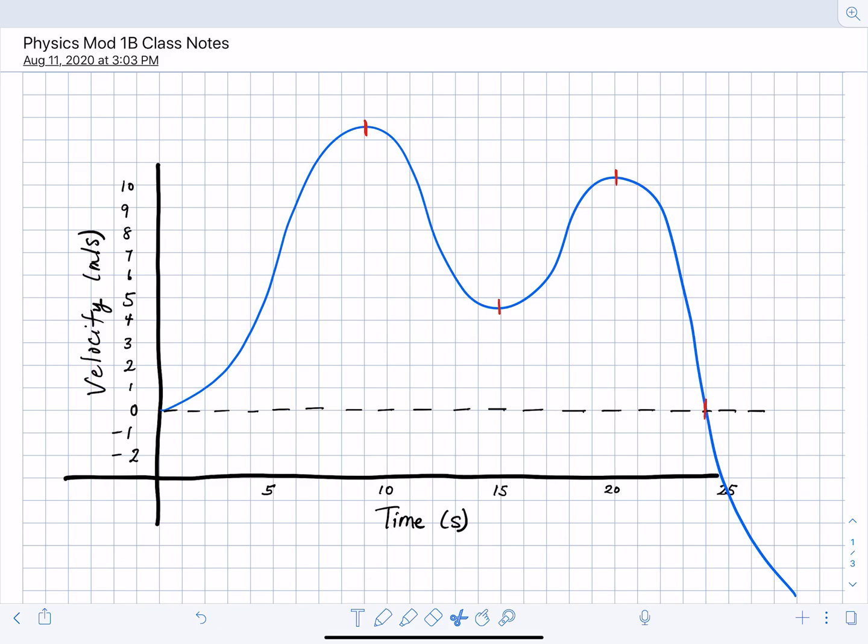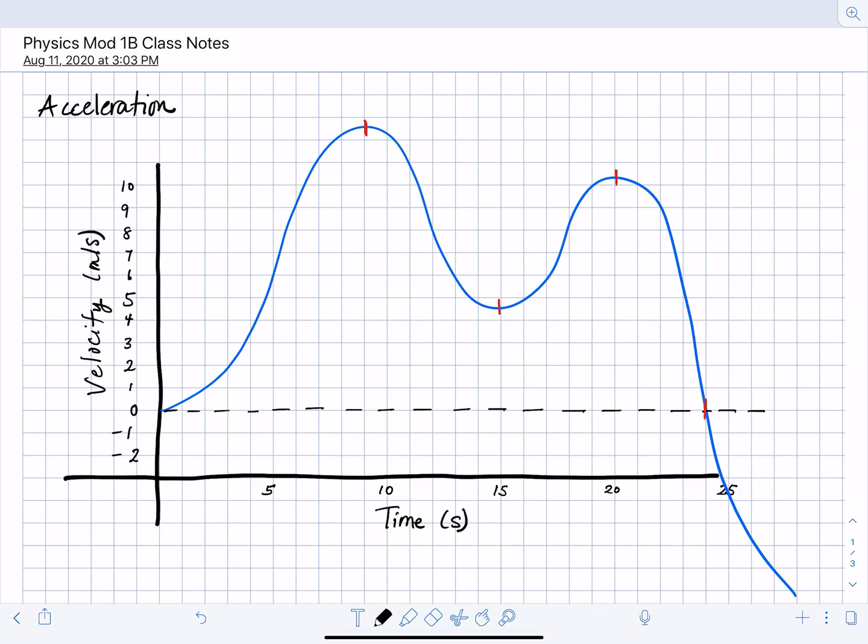A velocity versus time graph shows the change in velocity over time, and actually is a graph of acceleration. Let me get back over here. And that's what we're talking about. We're talking about an acceleration graph. That's what this graph represents.